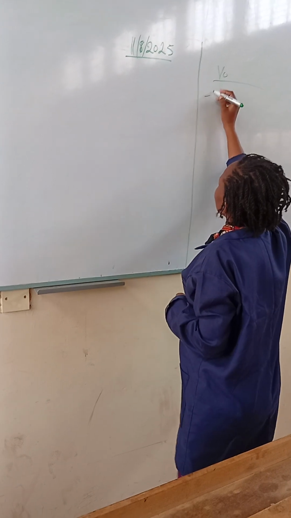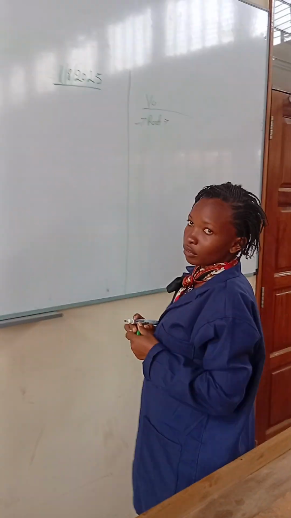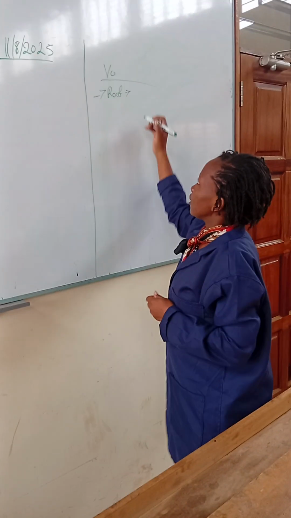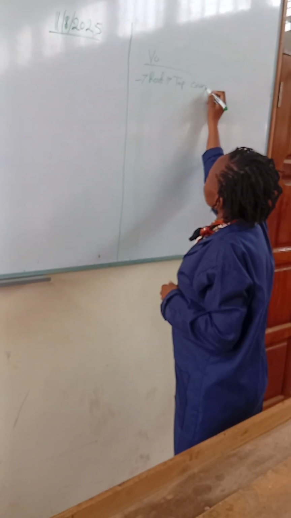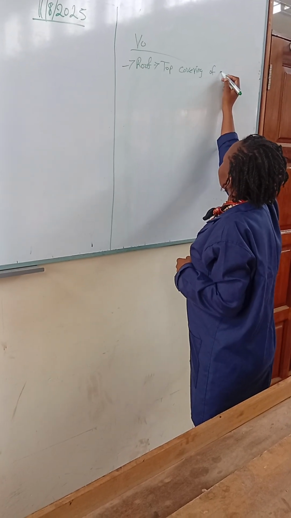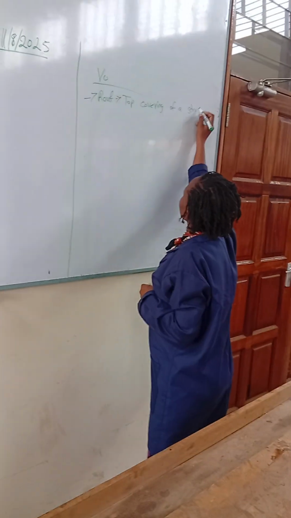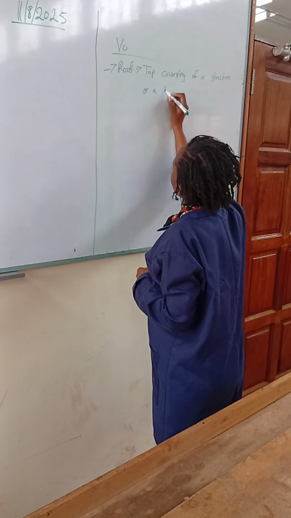Vocabularies, you write them here, so you start with the roof. What is the roof? The roof is the top covering of a structure or a building.